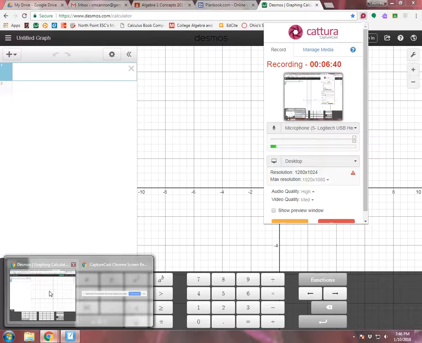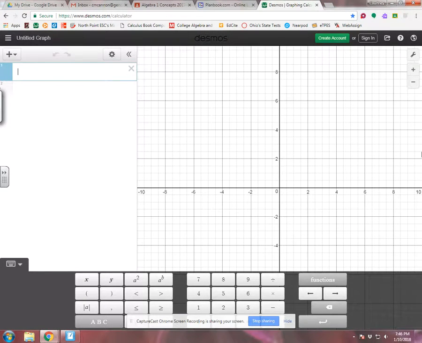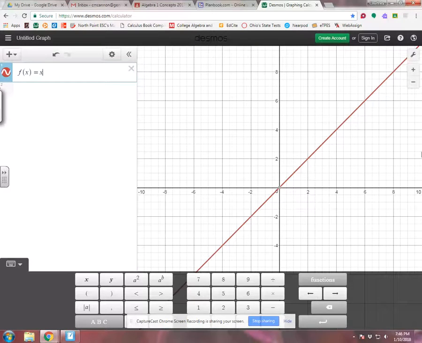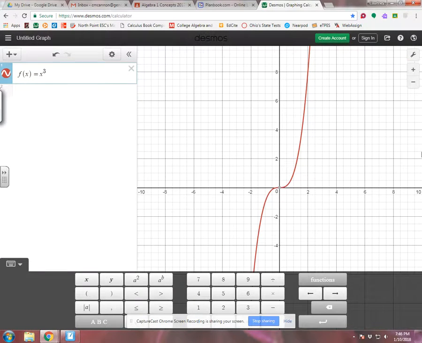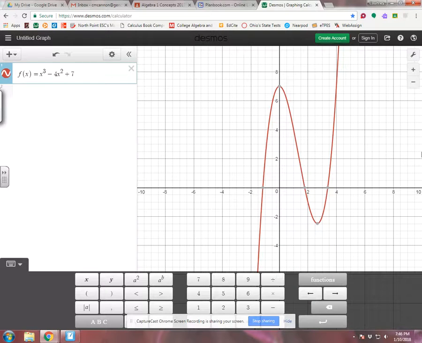All right, Desmos. Here we go. I have f of x equals x to the third. Remember, you have to get out of that power by pushing the right arrow, minus 4x squared, and then plus 7. So this is what my graph looks like, folks.